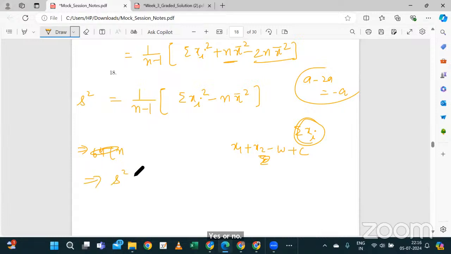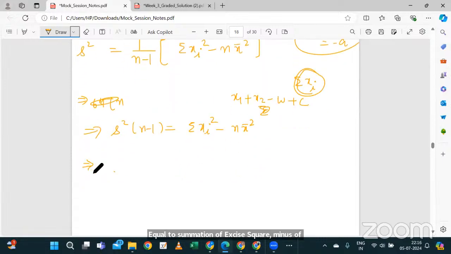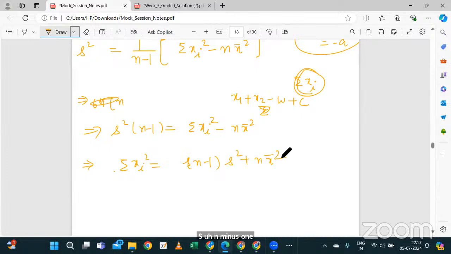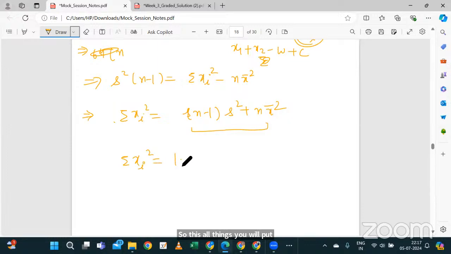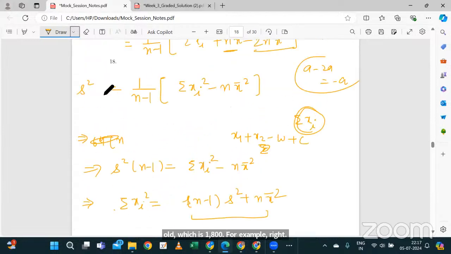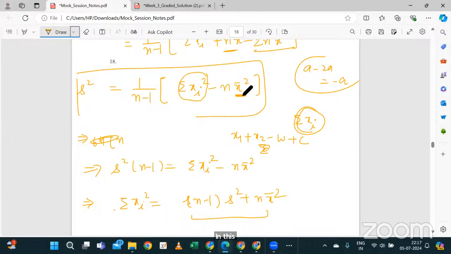Let me write it in general. S square times n minus 1 equals summation of xi square minus n times x bar square. Would you agree with me now? Yes, sir. So you can write summation of xi square as n minus 1 times s square plus n x bar square. Yes or no? So you put everything here, n minus 1 s square plus n x bar square, and you will get the summation of xi square for the old data, which is 1800, for example, right? Then, if you replace the correct summation of xi square with the correct, original mean, you will get the new s square, or not?